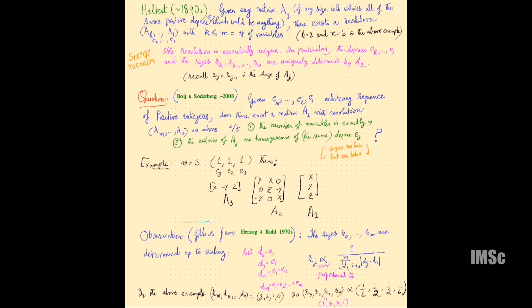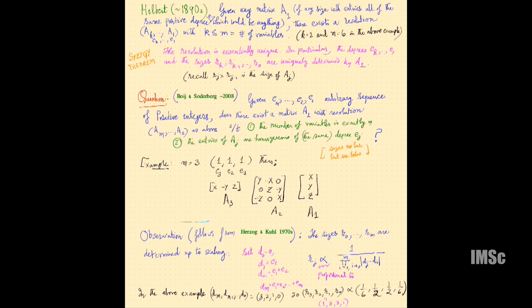The resolution is essentially unique. In particular, the degrees Ek and the sizes of these matrices are uniquely determined by the given A1. So once you give me A1, everything else pretty much is fixed. And then more than 100 years later, there came this question. One could wonder why this question wasn't asked before, but there it is.